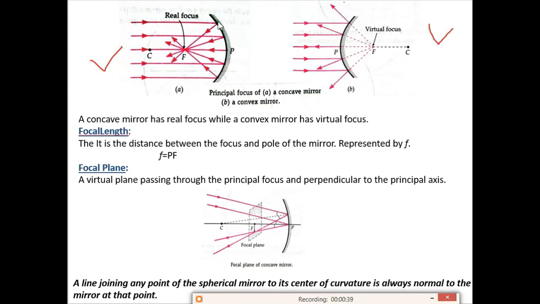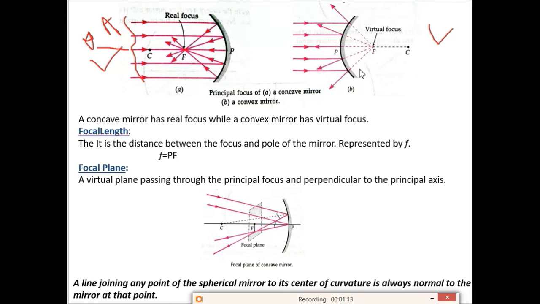This is a concave mirror. A beam of light is passing parallel to the principal axis. This is the principal axis, passing through the points C and P. In this case, the whole beam of light appears to converge at some point F. Okay, so this is the principal focus for a concave mirror.